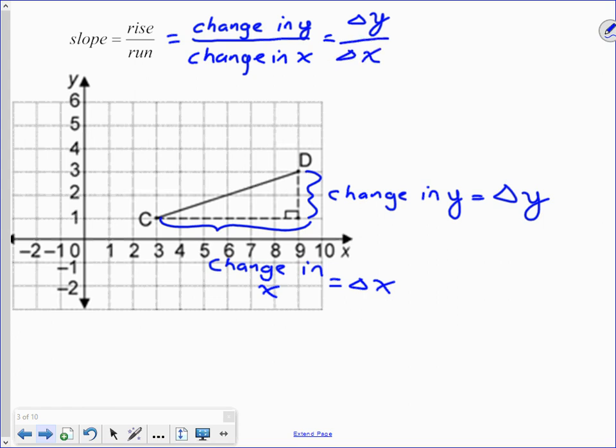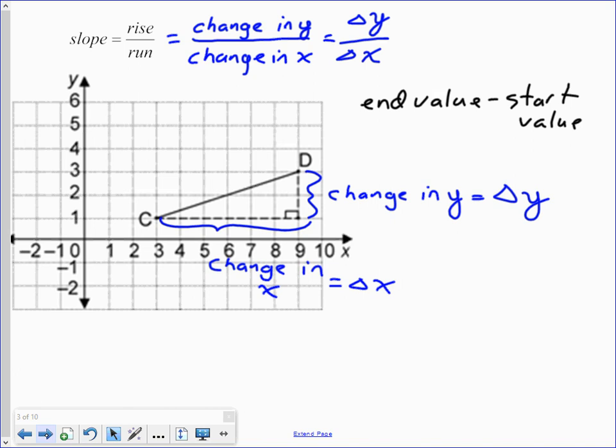So another way of calculating our slope is change in y over change in x, or delta y over delta x. Now, how do we figure out what the change in y is and what the change in x is? Well, up at the top here, we can do it generally by saying, okay, what is the end value and what is the start value? And then subtract them.